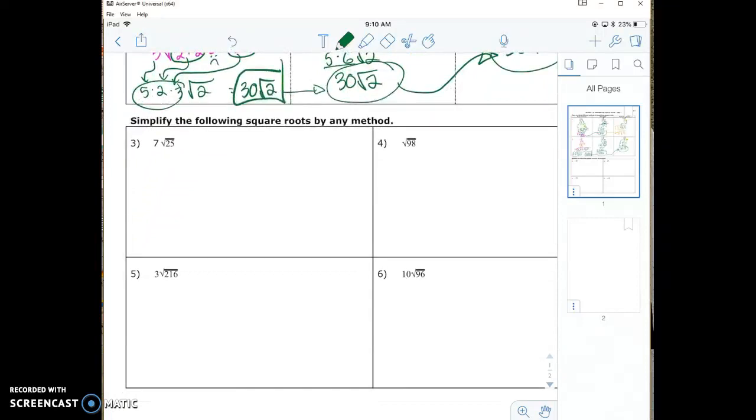Number 3, we have 7 square root of 25. So you might look at this and think, oh, 25, I know that that's 5 times 5. And those are prime numbers. I have a pair, so that goes on the outside of my house, outside the radical. And I bring down the 7. There were no lonely numbers this time, nothing left over, so I no longer need a radical. My answer is just 7 times 5, which is 35.